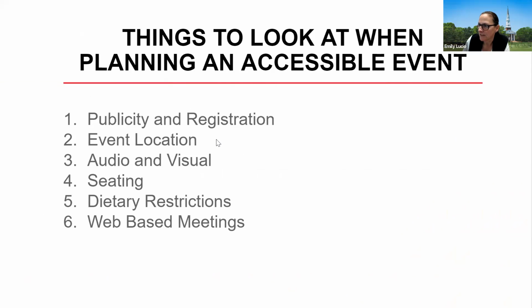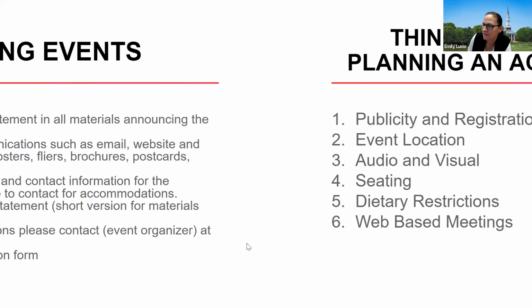So things to look at when you're planning an accessible event are publicity and registration, event location, audio and visual settings, seating, dietary restrictions, and we're also going to talk a little bit about web-based meetings. A lot of what we're talking about is in-person meetings, but we're also going to be talking about web-based meetings, since I know we're doing a lot of both these days.